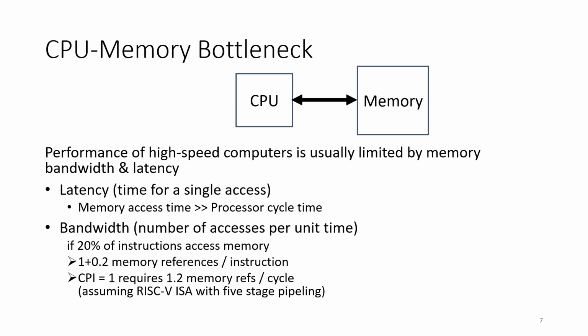The performance of high-performance computers is typically limited by memory bandwidth and latency. The latency is the time it takes to make a single memory access, which is generally a lot larger than the clock cycle time of the processor itself. The bandwidth is measured in bytes per second, and the request for bandwidth depends on how many instructions per second you execute and how many memory references each instruction needs to do on average.